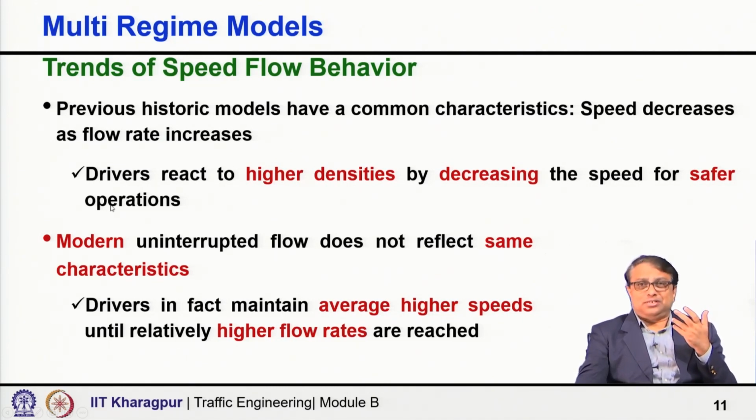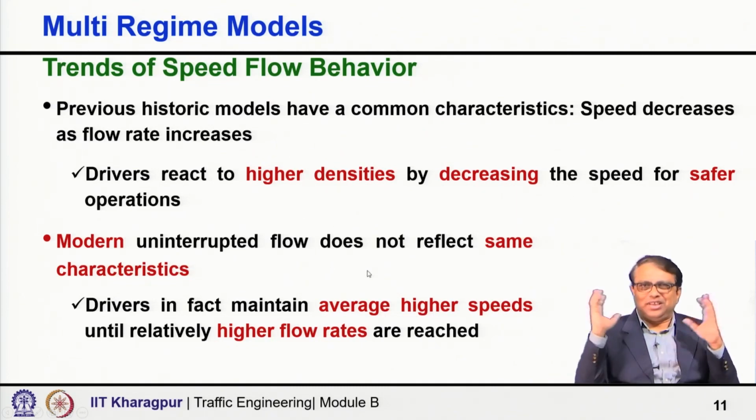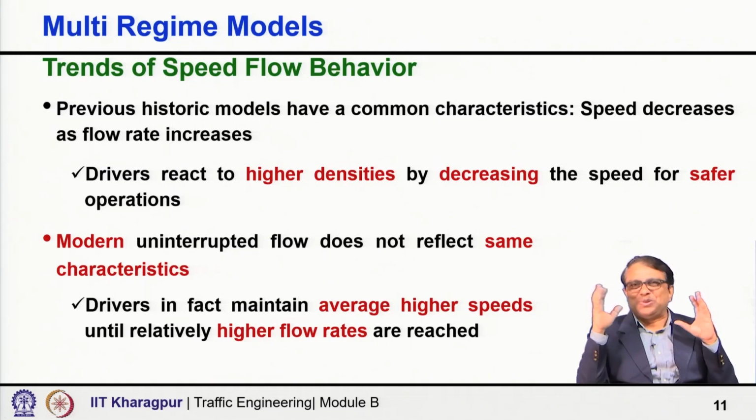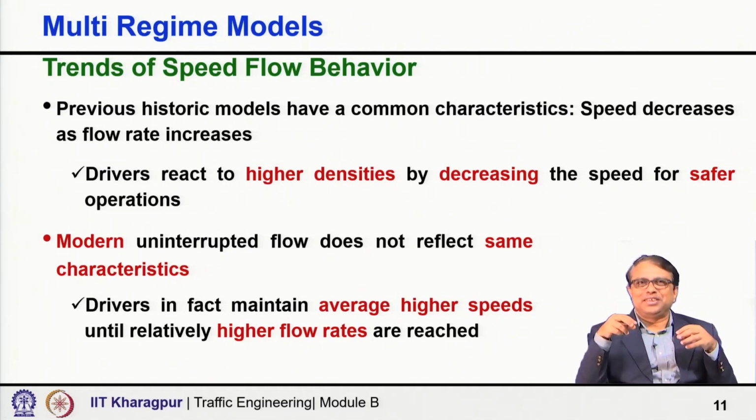And what is actually revealed or understood or assumed from that behavior, that drivers react to higher densities by decreasing the speed for safer operations. As density is increasing, as more and more vehicles are around, drivers reduce the speed to make the operation safer.